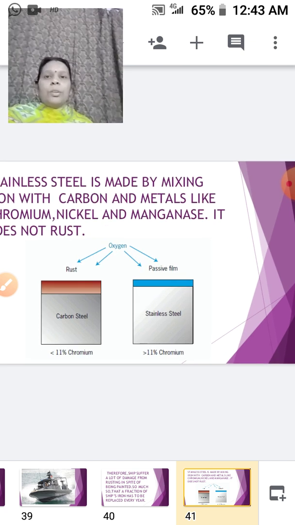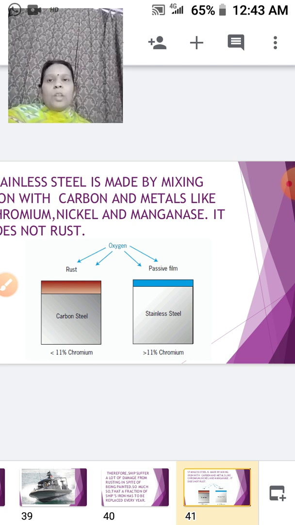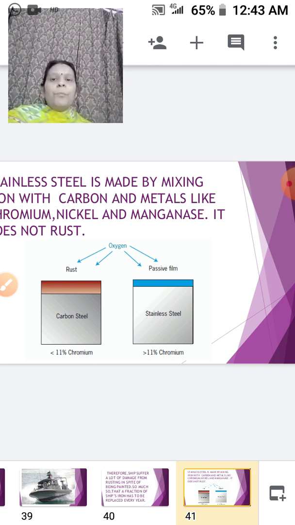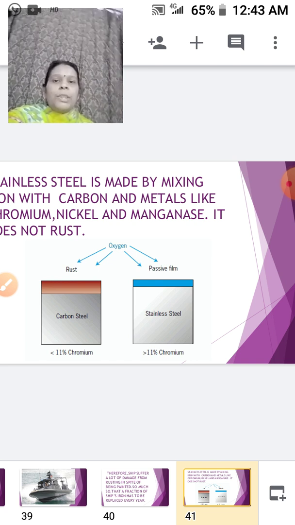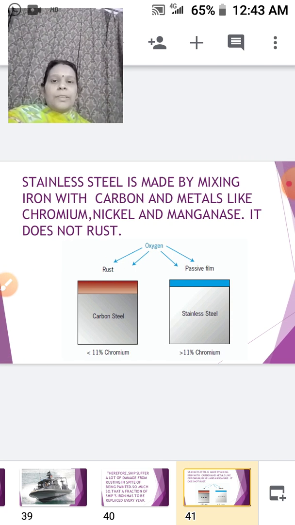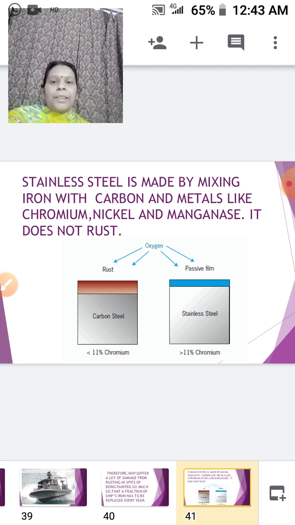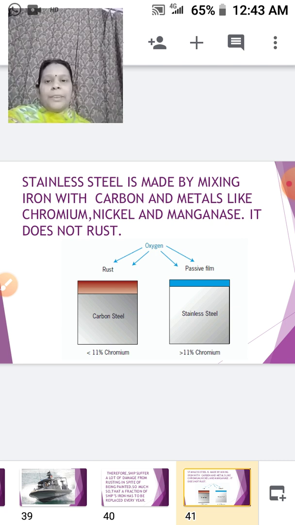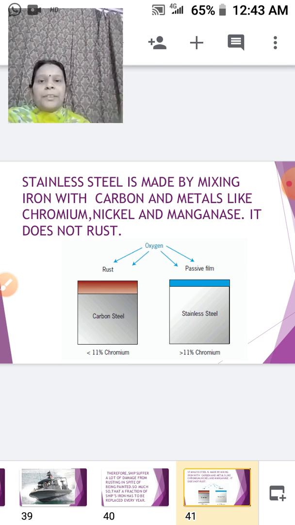An alloy is a mixture of a metal and a non-metal. It can be in a proportionate ratio, or it varies. So when we are talking of stainless steel, which is made by mixing iron with carbon and metals like chromium, nickel and manganese, it does not get rusted.